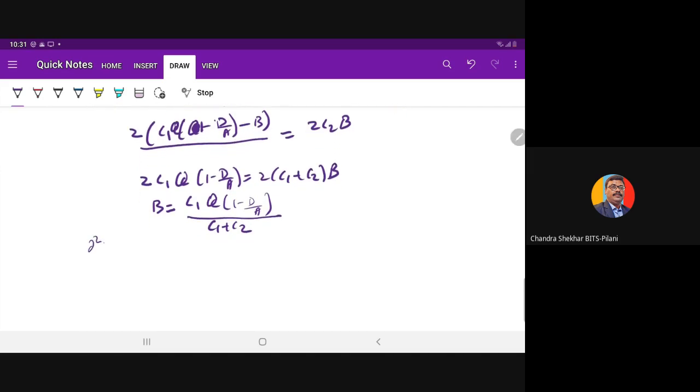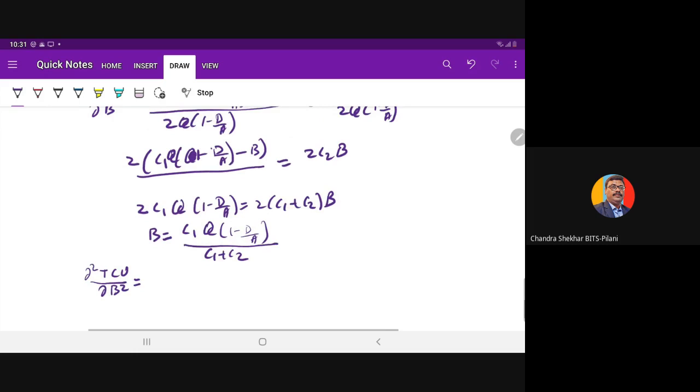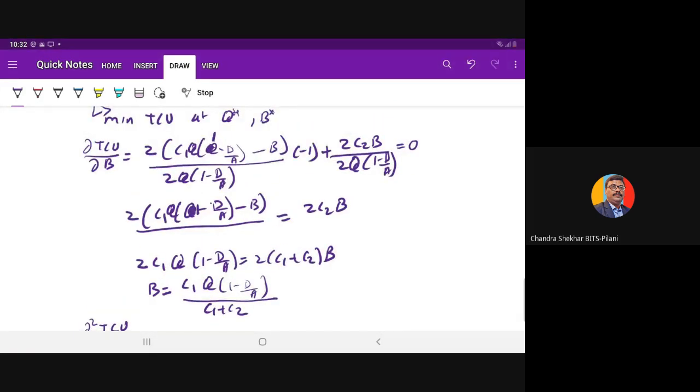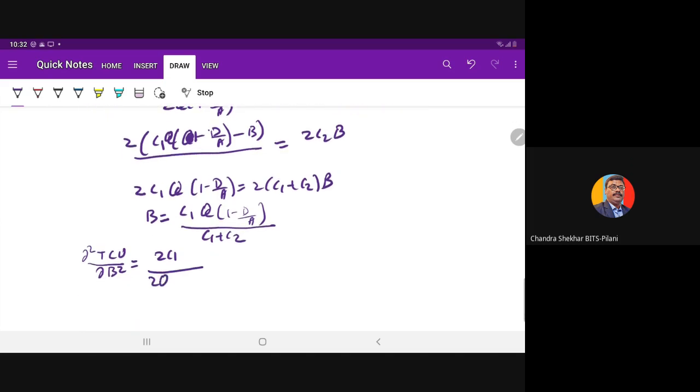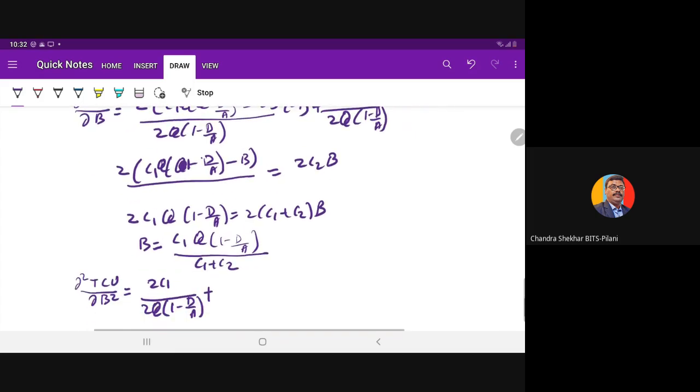For the minimum, we have to check the second derivative. So del square TCU upon del B square, if you compute it. So when we compute the second derivative, from the first term it will come 2C1 upon 2Q(1 minus D upon A), and from the second one it will come 2C2 upon 2Q(1 minus D upon A).